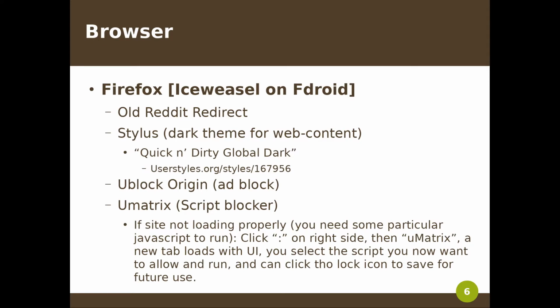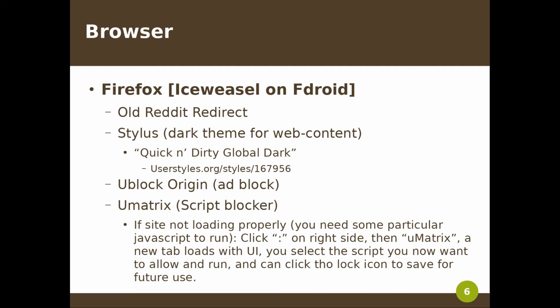But I also use Stylus. It allows you to dark theme the CSS for websites. I use the style Quick and Dirty Global Dark. There's the URL if you want to check it out, you can just toggle it on and off. If sometimes things break, you're going to have to toggle it on and off. I also use uBlock Origin, which is an ad blocker. You just install it. You don't have to mess with it.